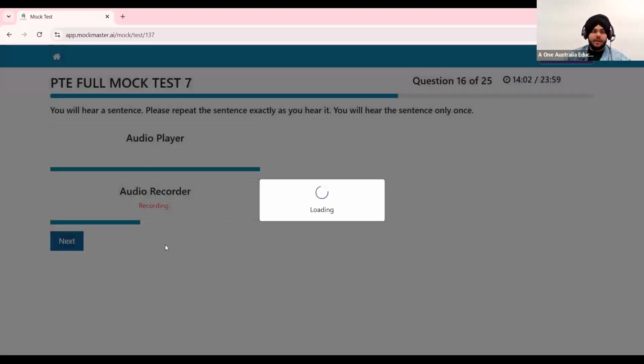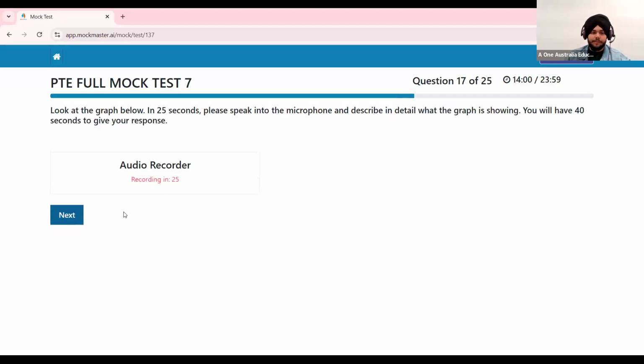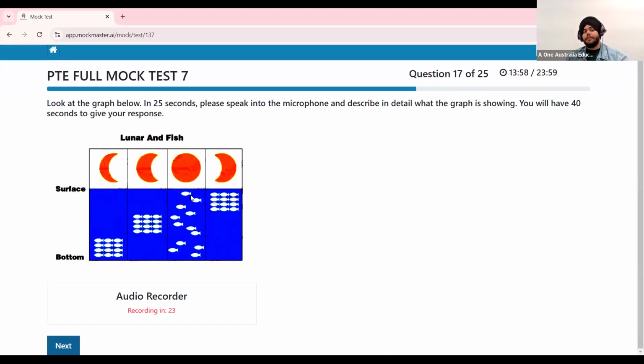Okay. And yeah, guys, just one thing. Now comes describe image. It gives you 22 marks in speaking. Now the thing with describe image, as long as you point out whatever is on the screen and you're speaking in a natural tone, you will get marks.